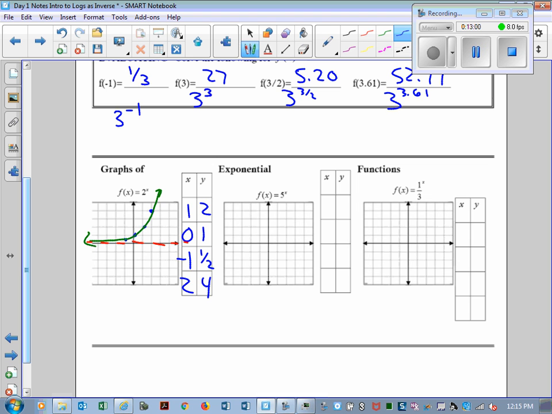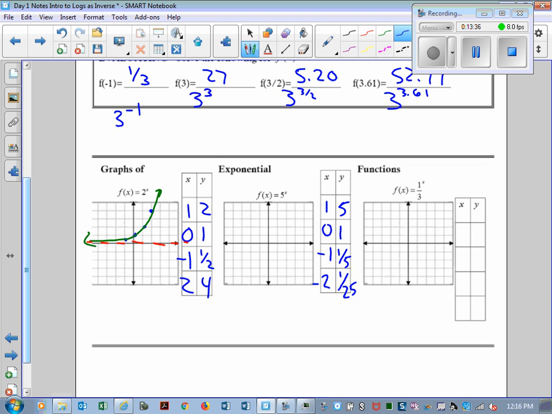5 to the x. Again, we want to have 1. We want to have 0. What other numbers do you want to pick? -1. What else? 2. Is 2 going to fit on our graph? Probably not. So maybe we'll pick something else. -2. All right. 5 to the first is 5. Anything to the 0 is 1. What's 5 to the -1 power? 1/5. What's 5 to the -2 power? 1/25. Right?